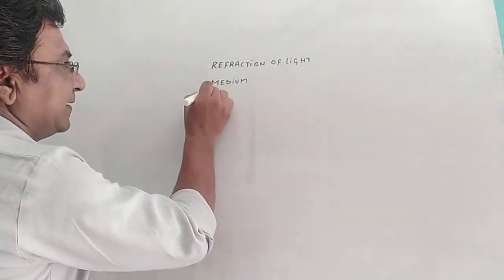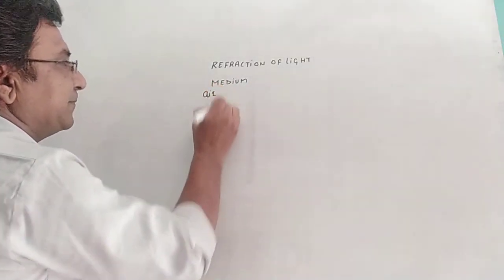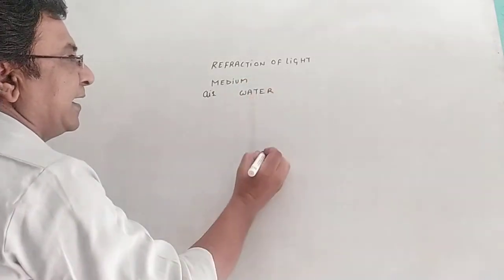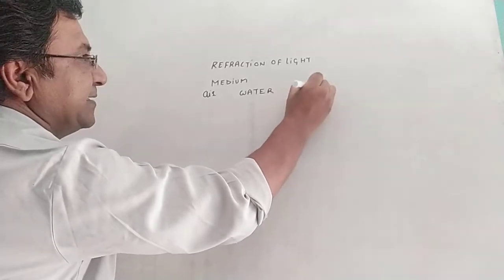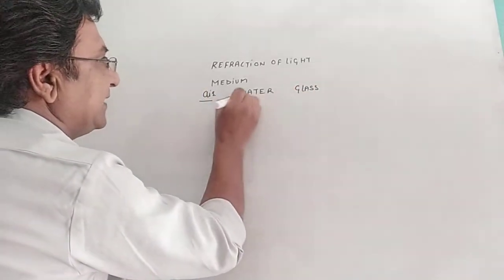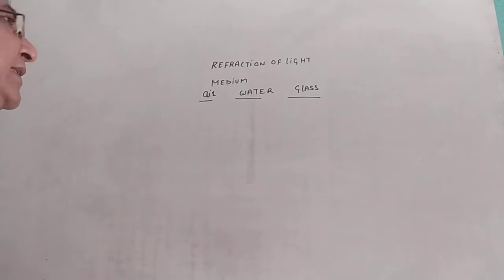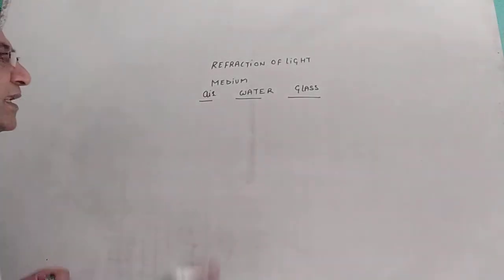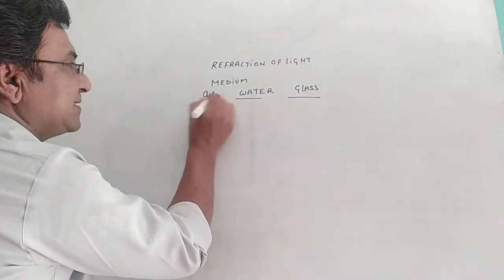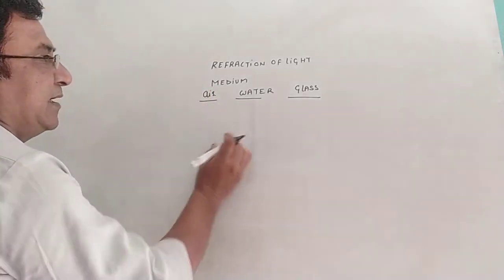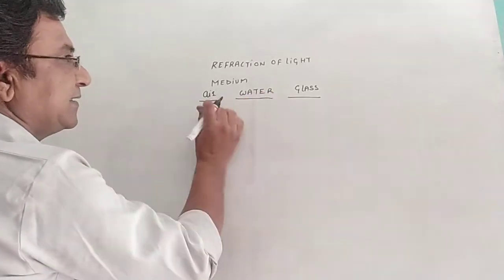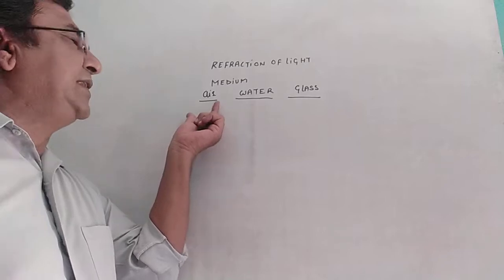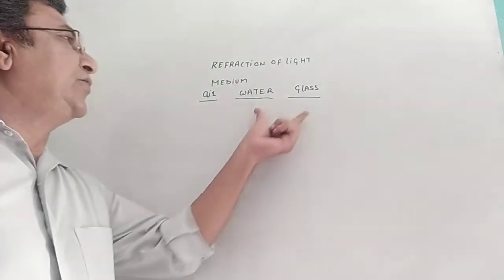Let's have an example. Air is a medium, water is a medium, and in the same way glass is a medium. So these are different mediums. They are different from each other by the density of the particles. Air is a lesser density particle medium. Water is a little more than air. In the same way glass is even more than water. So there are different kinds of mediums.